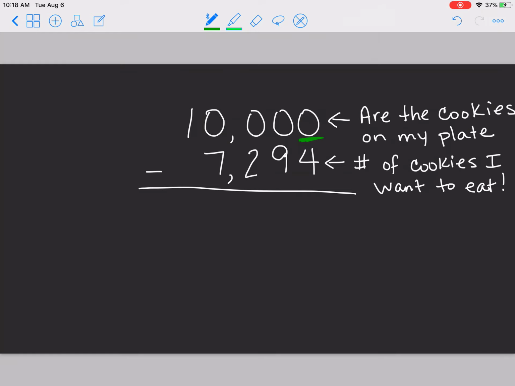So, for example, in the ones place, I'm looking at the 0. So I've got 0 cookies on my plate in this place value. But if we look down below, I want to eat 4 cookies. Well, do I have enough cookies on my plate to eat? No, I don't. So that's where we start the regrouping process. Now let me get rid of my cookies analogy here real quick.